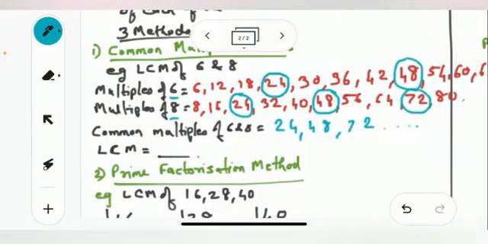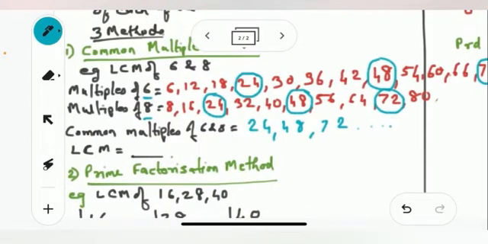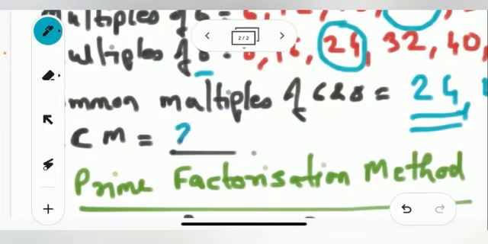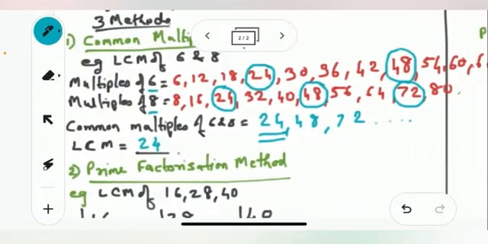Now what we have to find? We have to find the least common multiple, that is the lowest common multiple. So 24 is the lowest common multiple of 6 and 8. So the numbers 6 and 8.